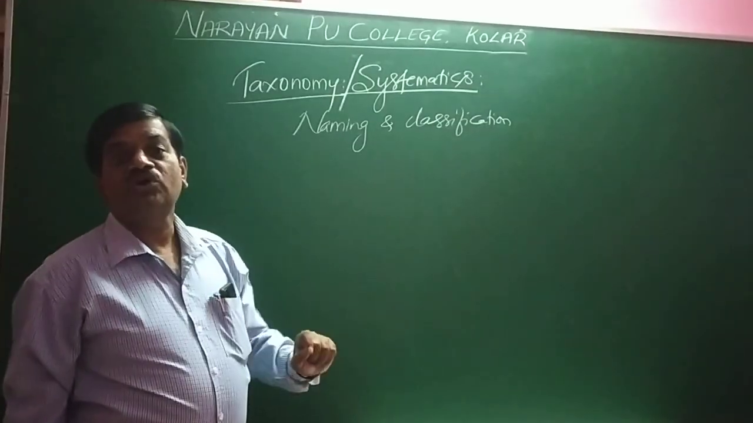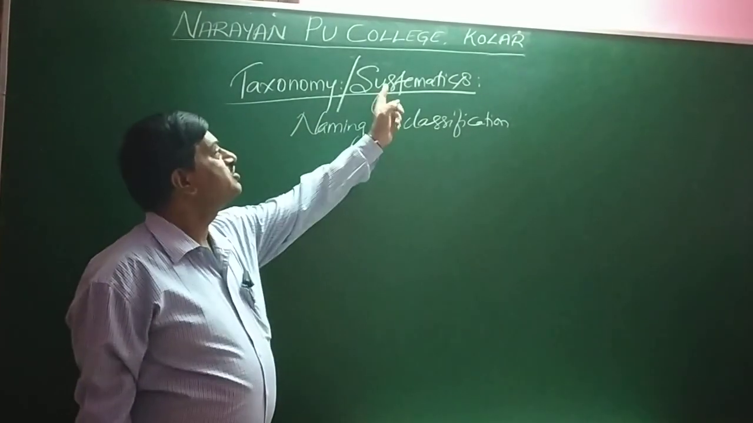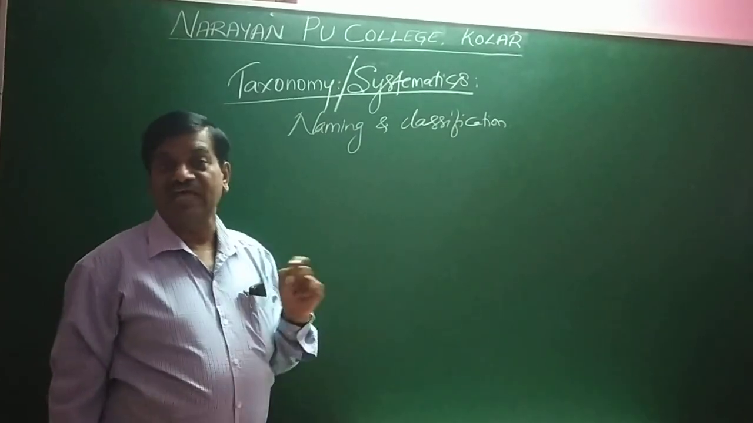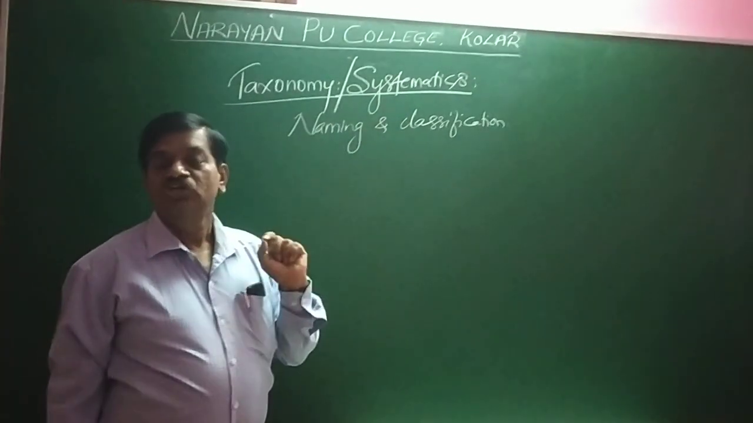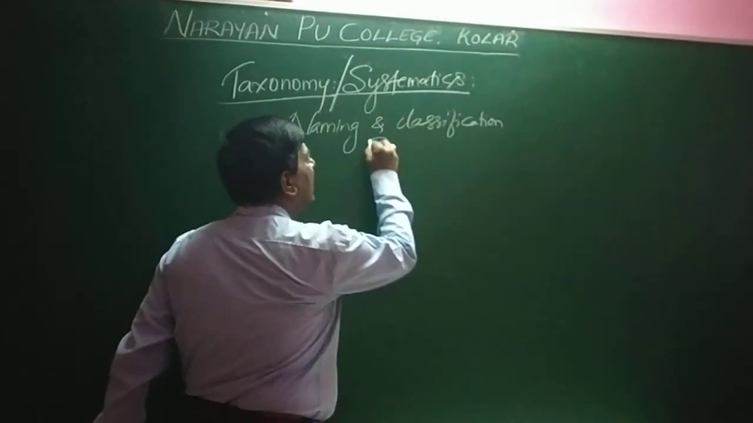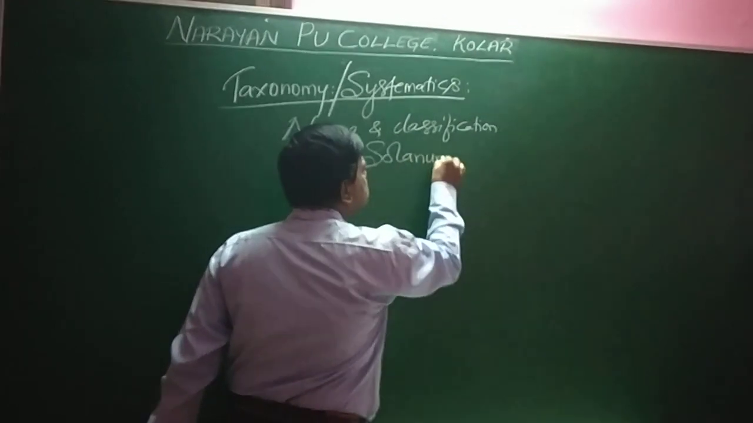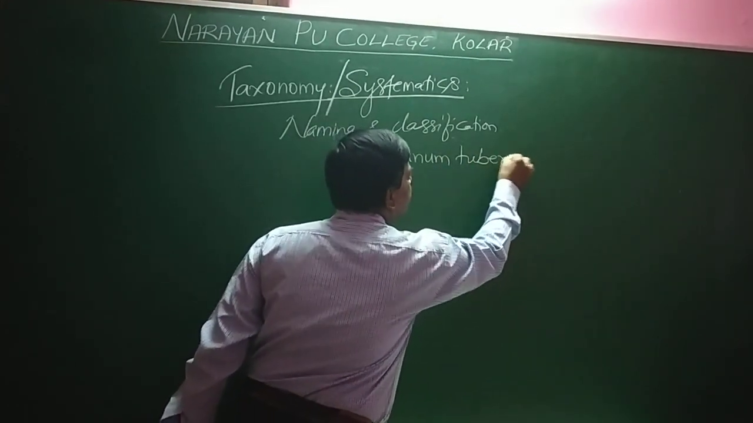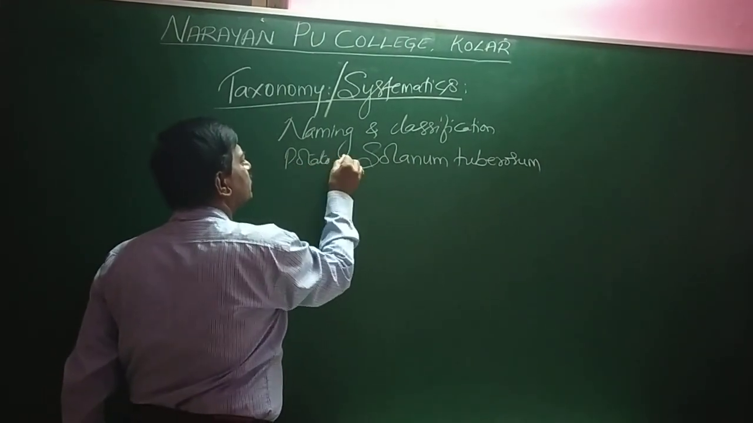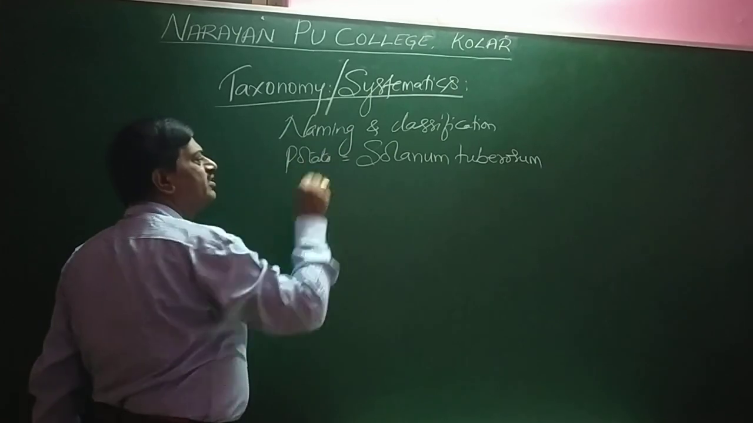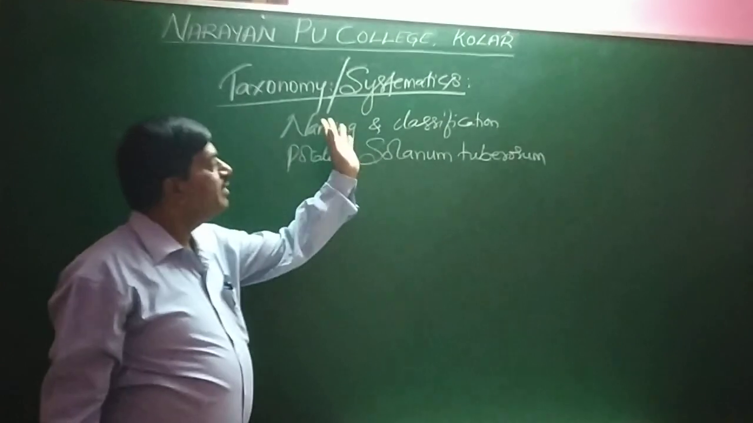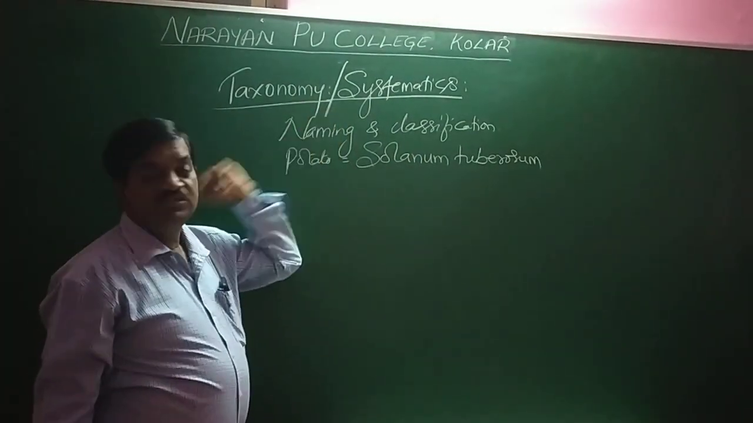For example, when you talk about a plant example, it is called systematic botany. When you take an example of an animal, it is called systematic zoology. Like this, we can classify. One of these is called Solanum tuberosum. This is commonly called potato. So the potato's botanical name is Solanum tuberosum. Like this, naming and classification is called taxonomy.